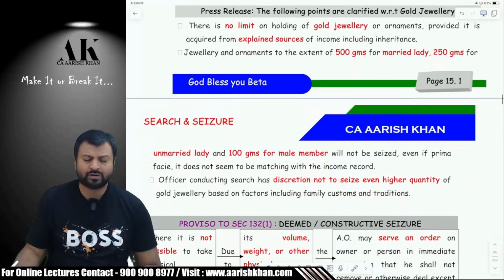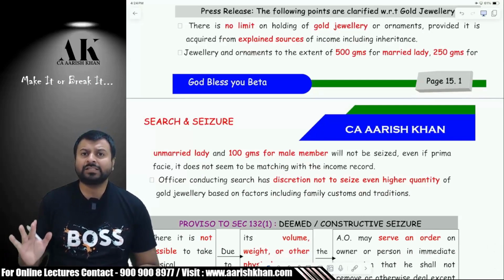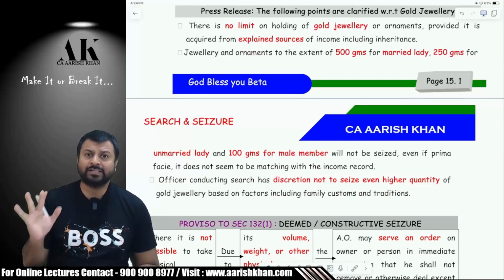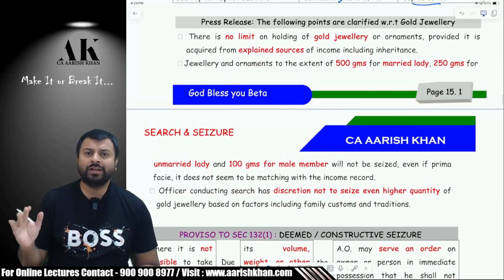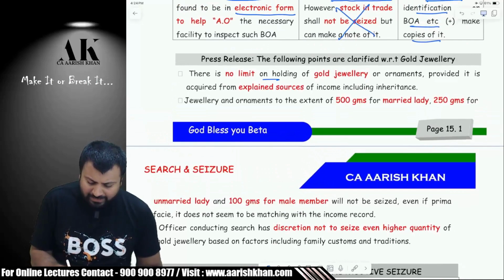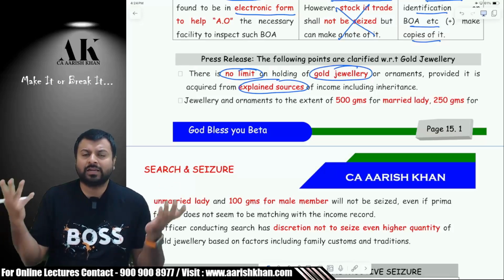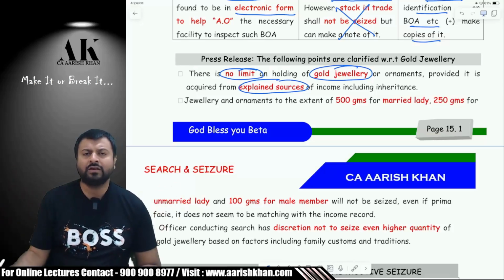Now, there is a press release issued by CBDT long back on how much gold a person can keep undisclosed, that is, how much gold he need not explain the source of. So for a married lady, for explained sources, there is no limit for keeping the gold. If you are explaining the source, then you can keep 10 kg gold also at your home. There is no limit for keeping the gold.